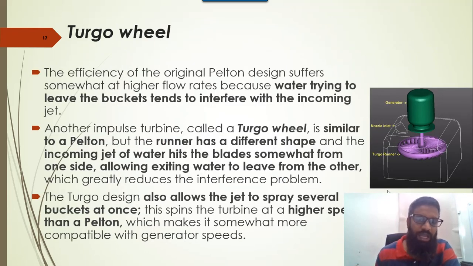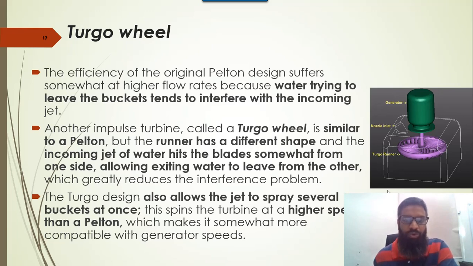And there are some other types of impulse turbine that is known as turgo wheel. The efficiency of the original Pelton design suffers somewhat at higher flow rate because water trying to leave the bucket tends to interfere with the upcoming water.